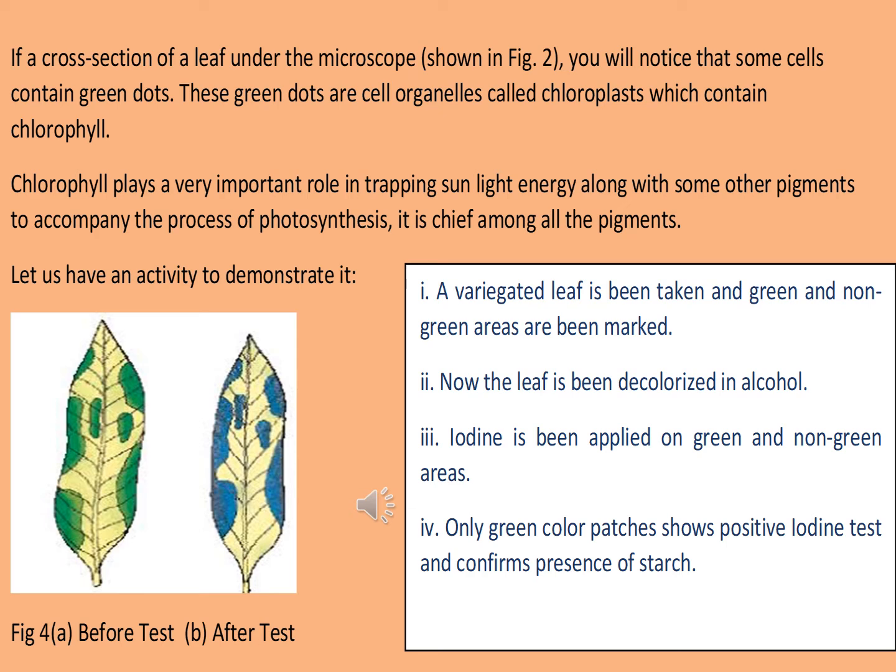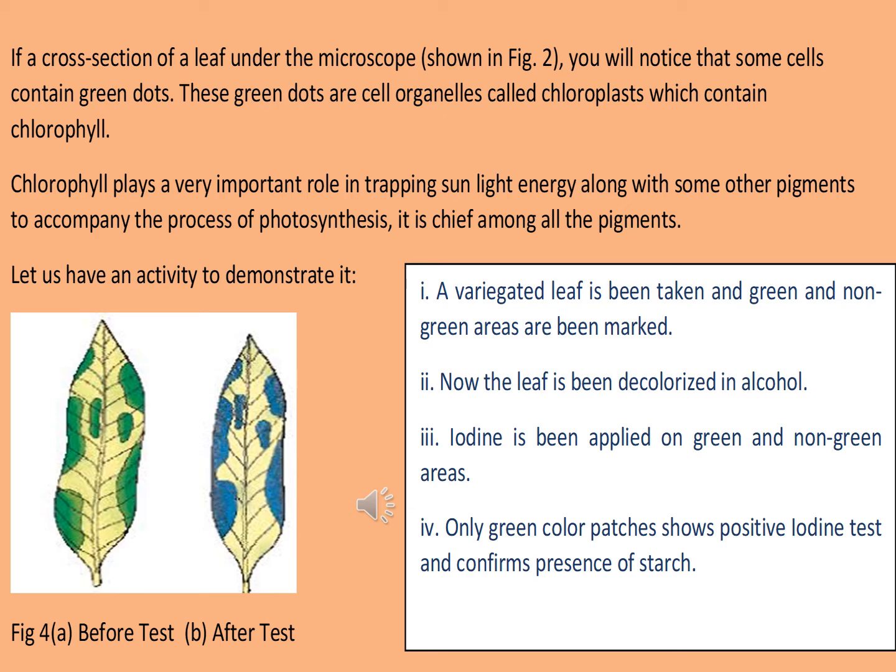So to see that chlorophyll is playing a very important role in the process of photosynthesis, we can have an activity. To perform this activity, we take a variegated leaf. A variegated leaf means a leaf with multicolor lamina. We will see that it has red, blue, green, yellow, orange, pink, many colored patches.